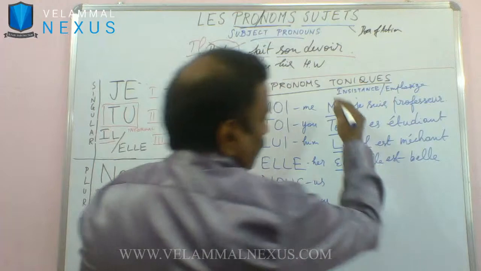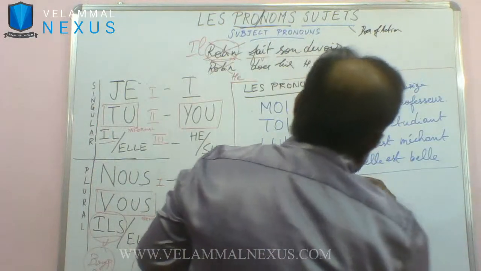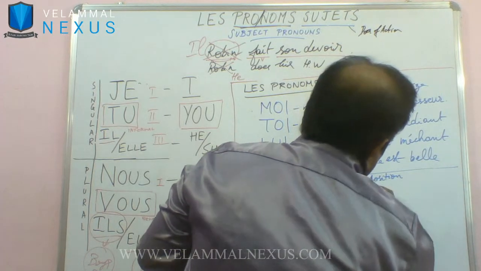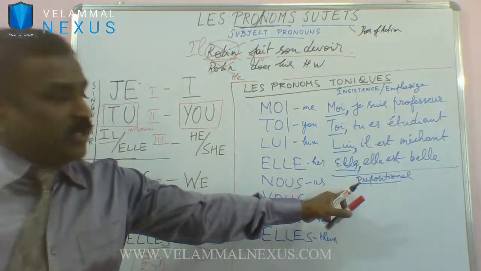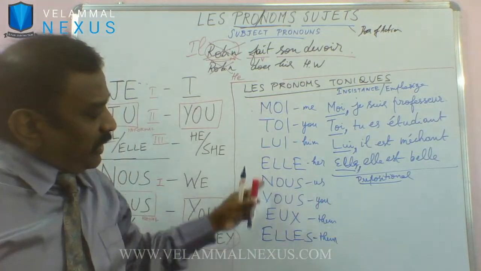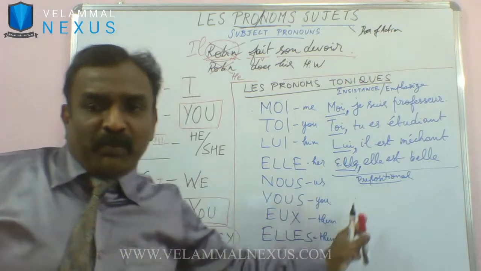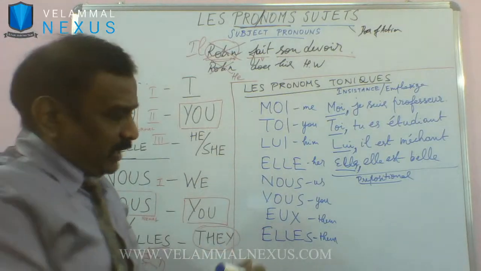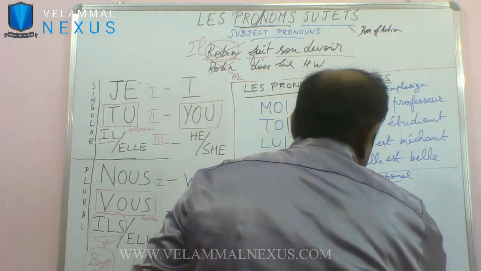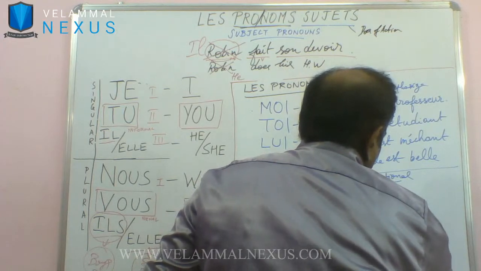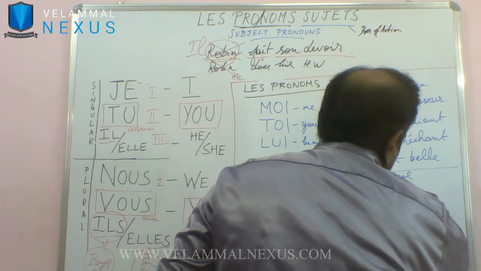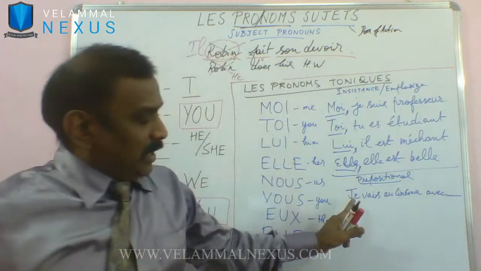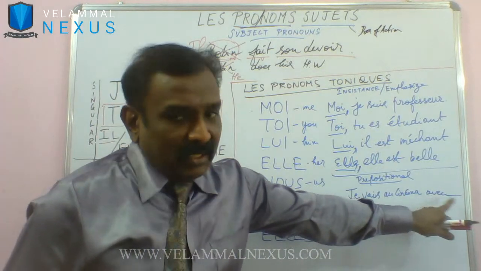Another one will be, okay, I'm not writing for all the things, just few examples. And prepositional. Prepositional usage in the sense, you can find this moi, toi, lui, elle before a preposition. Before a preposition, you can see this moi, toi, lui, elle. For example, I go to cinema with him.